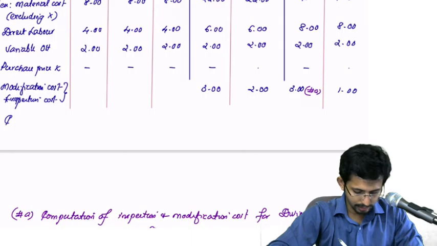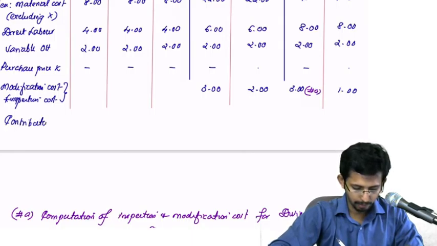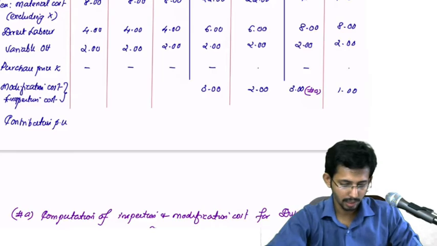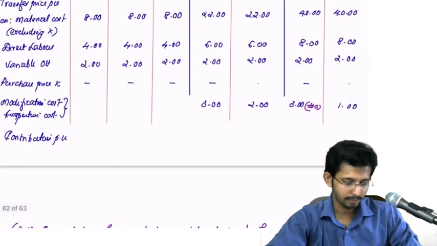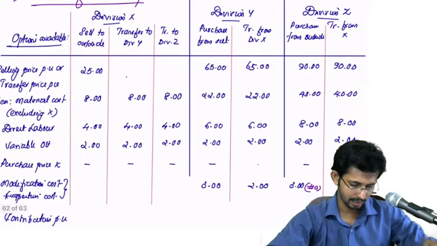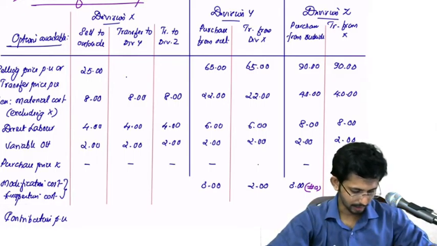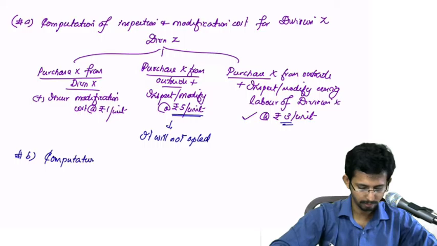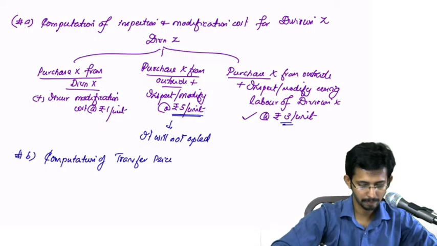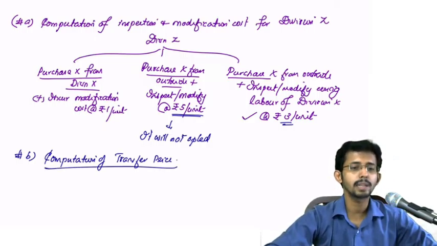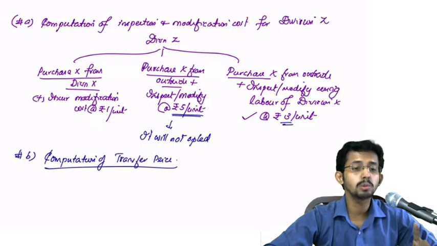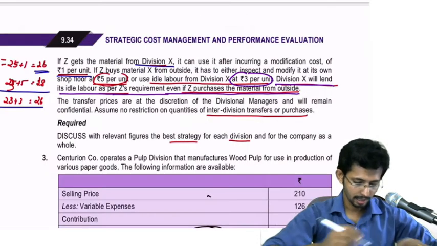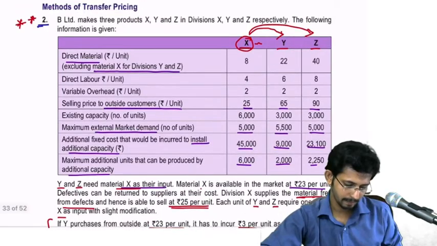Now the next is contribution. But before computing the contribution, you will have to complete certain things. Purchase price of X has to be written. So here is the next column to be filled, the transfer price. You can write computation of transfer price. Is there any information with respect to the transfer price that division X is going to charge from division Y and division Z? Please go through the question. Is there any such information?